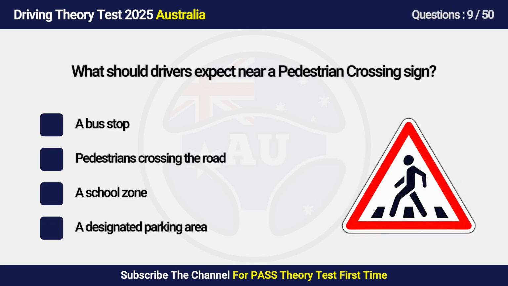Question 9. What should drivers expect near a pedestrian crossing sign? A. A bus stop. B. Pedestrians crossing the road. C. A school zone. D. A parking area.